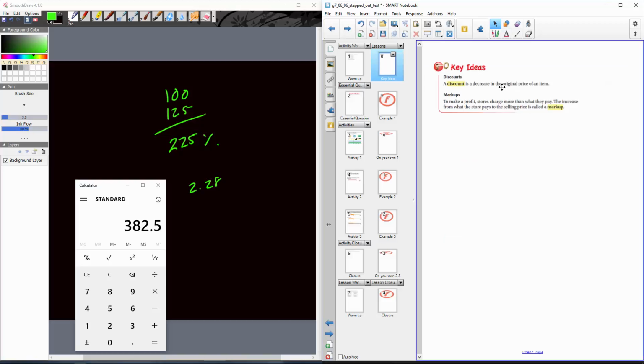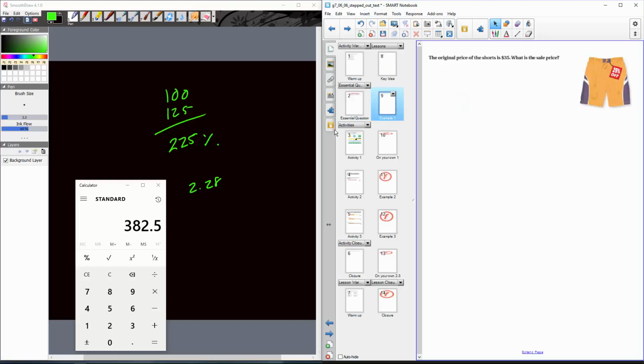So here's what we're doing today. The discount is a decrease in the original price of an item, and the increase from what the store pays to the selling price is called a markup. So if I look at the original price of the shorts is $35, what is the sale price?